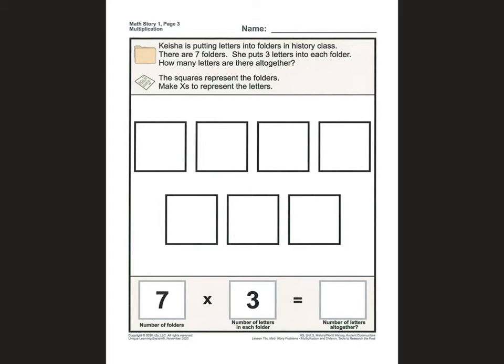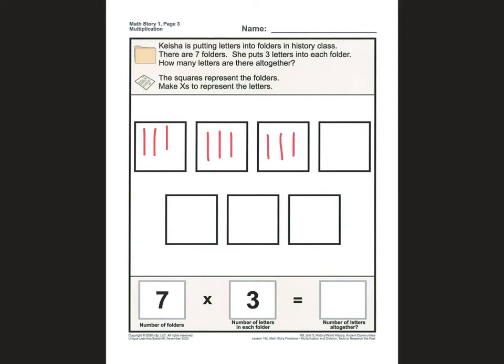The squares represent the folders, and we're going to make lines to represent the letters. You can make X's if you want. So it tells us that there are 3 letters in each folder. So we're going to put 3 in each folder. 1, 2, 3. 1, 2, 3.